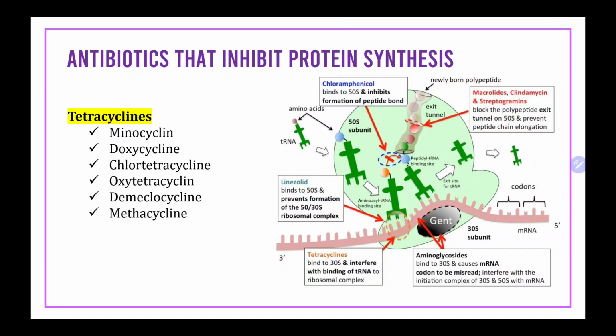Next, we have your tetracyclines. Its mode of activity is it interferes with protein synthesis at the 30S ribosomal subunit, which prevents the transfer RNA from attachment. Examples of the antibiotics under tetracyclines are the following.